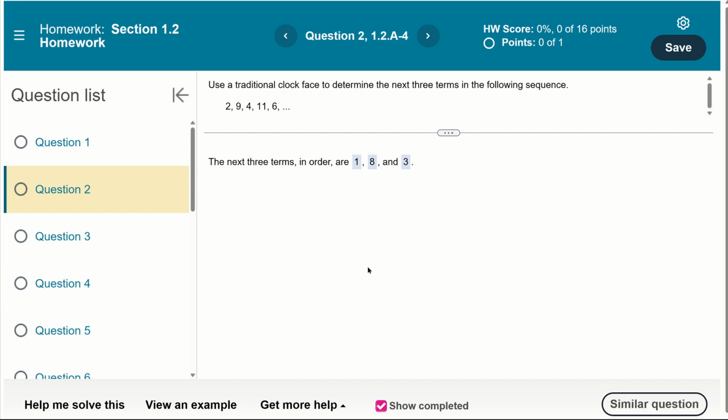Okay, so in this question, we notice that the numbers aren't following any kind of arithmetic or geometric pattern, but the pattern tends to be circular. That's why they want you to use a traditional clock face to determine the next 3 terms. So I'm just going to copy this and we're going to take it into a whiteboard where we can paste items for simpler use.